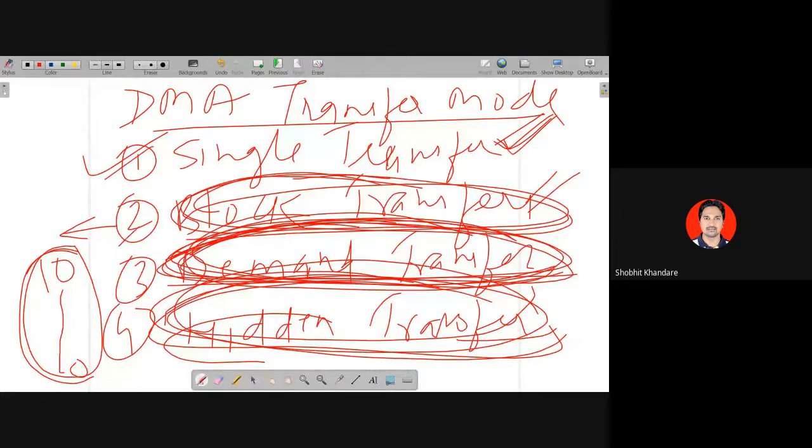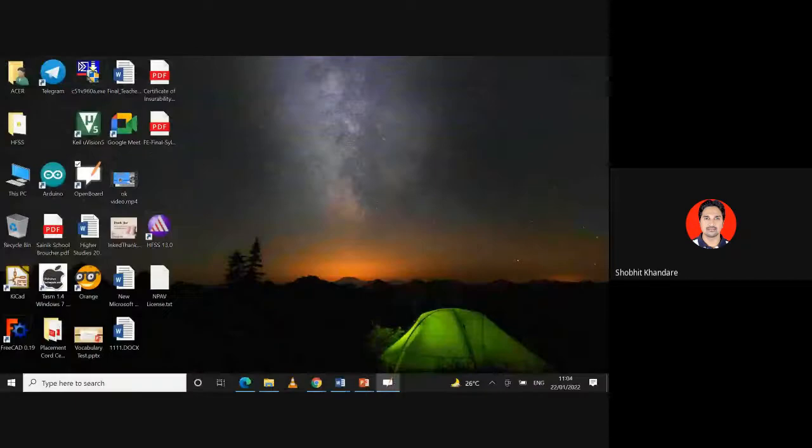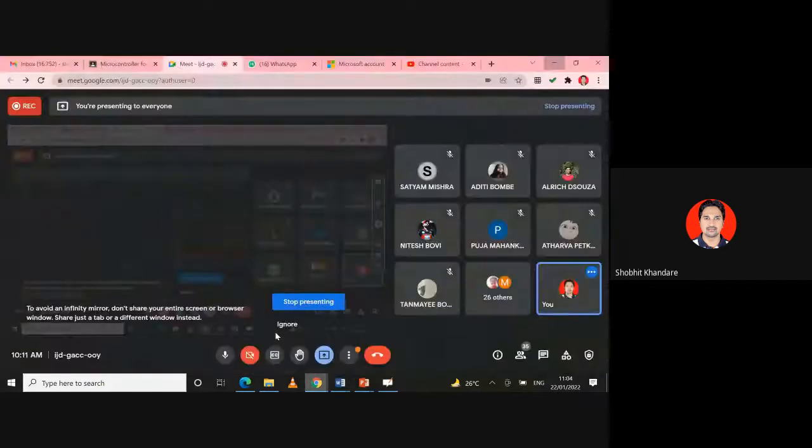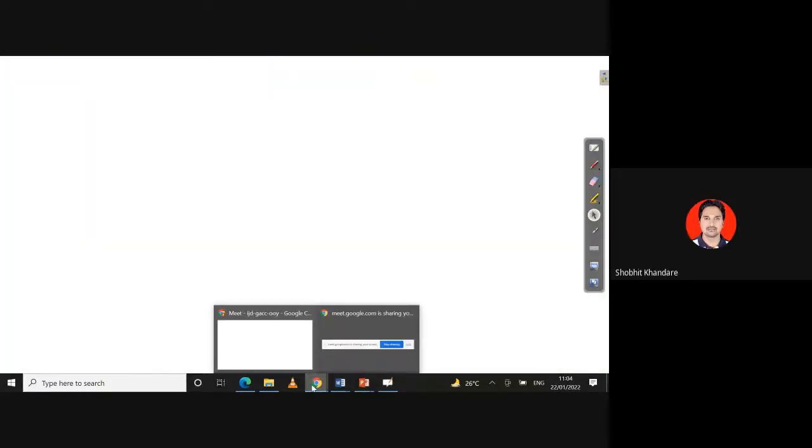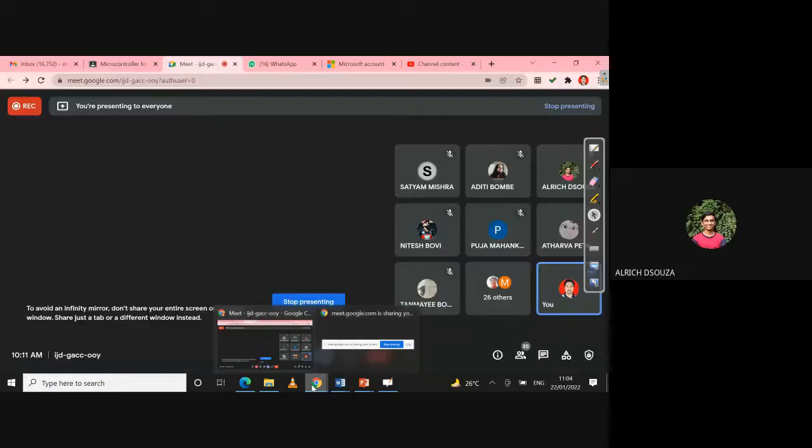Please go through these different DMA transfer modes and the data transfer techniques which I have taken for today. Any question from your side? Am I audible? Yes, sir. So shall we stop for today? Yes, sir.